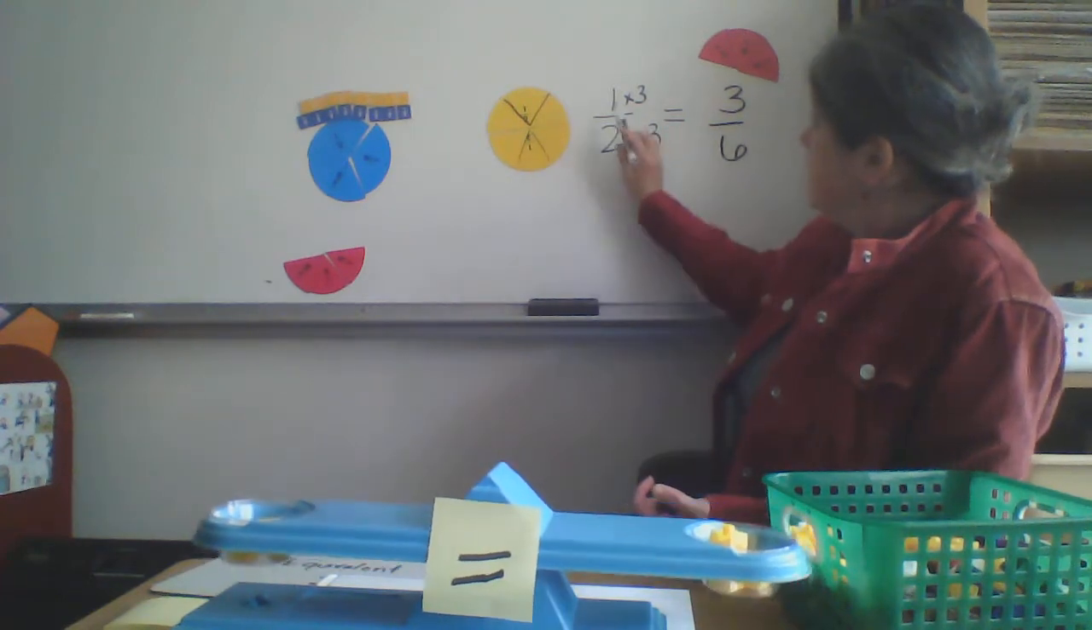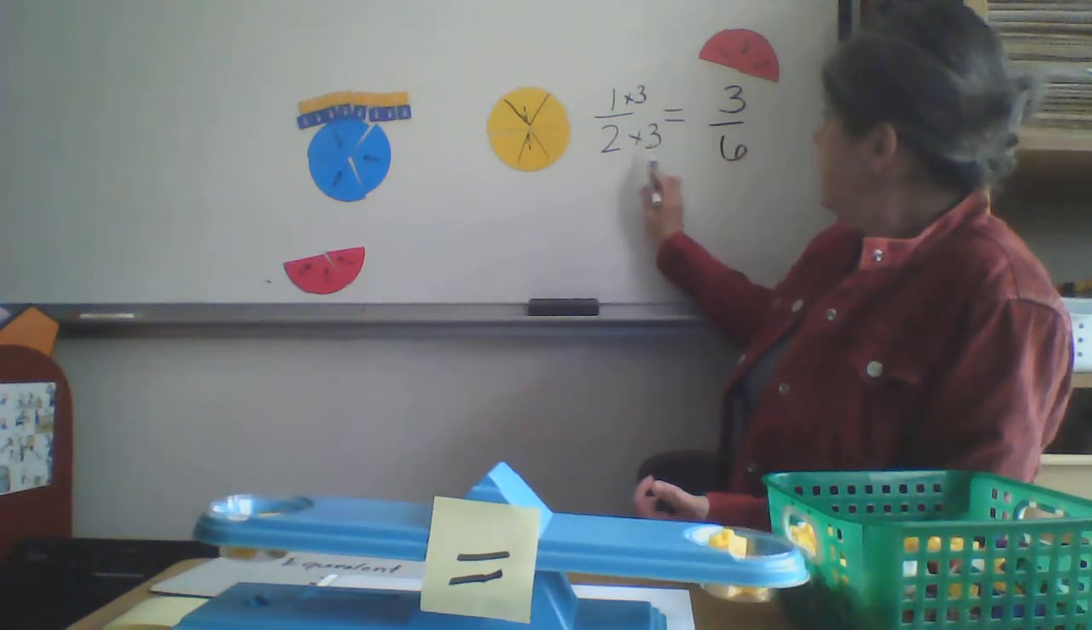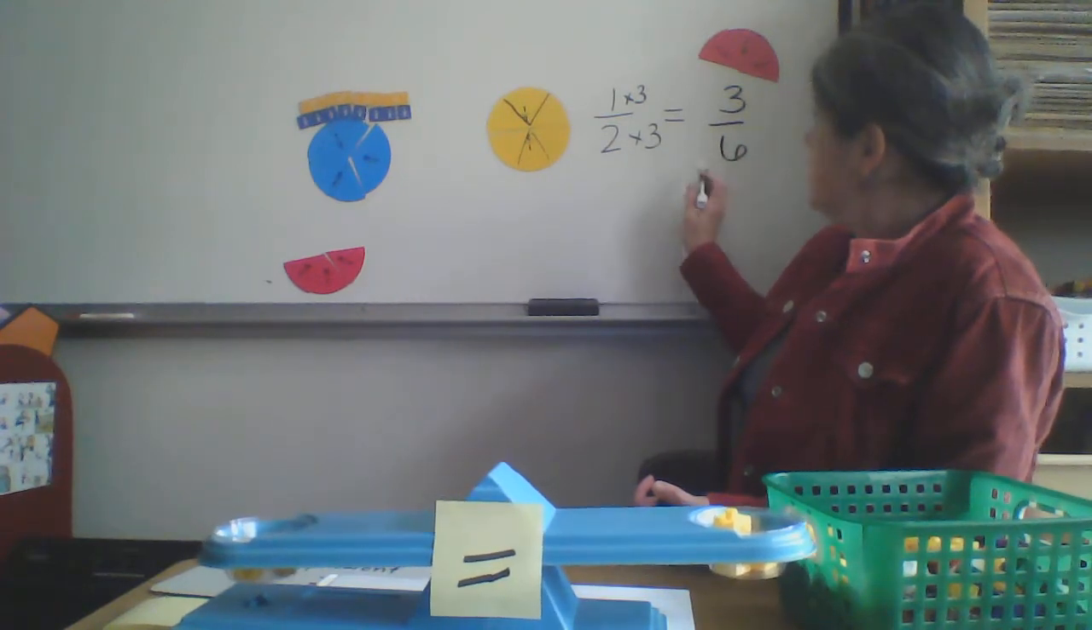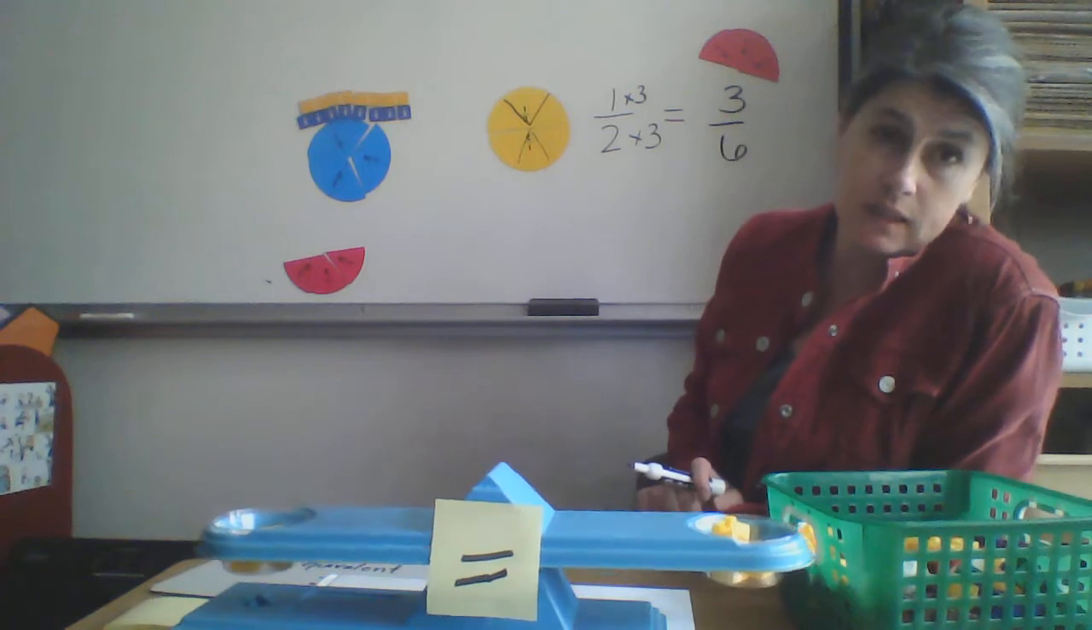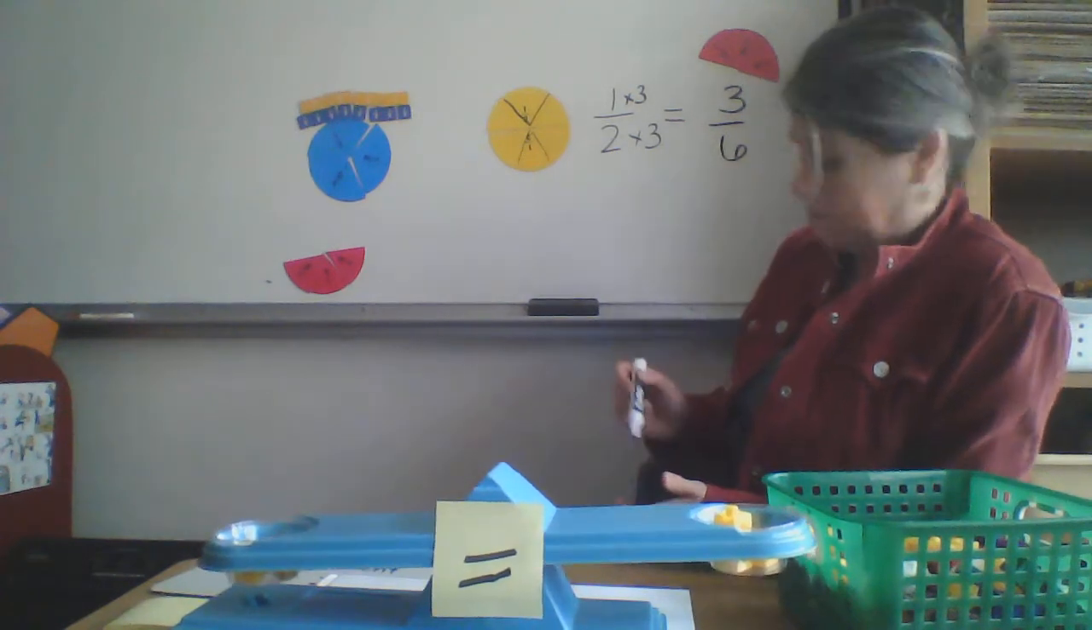And look at that. 1 times 3 equals 3. 2 times 3 equals 6. And 1/2 does equal 3/6. Okay, let's try another one.